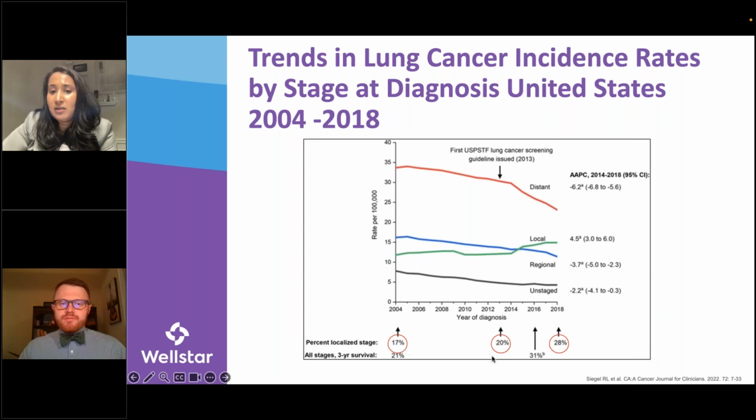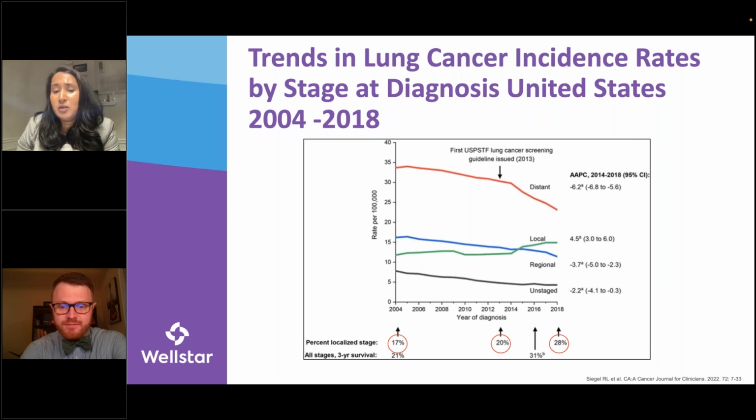Once the guidelines came out in 2013, that number went up to 20%, and in 2018 it went up to 28%. And as a result of a greater percentage of early lung cancers being diagnosed, we also found a 3-year survival benefit as well: 21% prior to the guidelines, and then 31% once the guidelines were implemented. So this really proves that, yes, although we're scanning these patients, we're also having an effect on mortality.